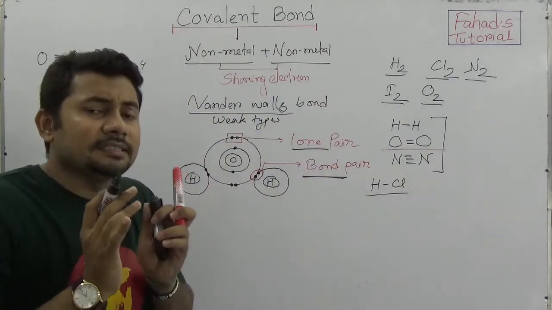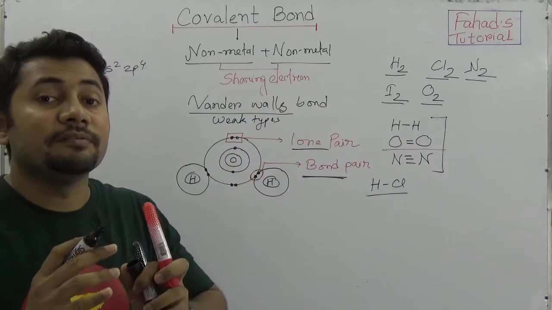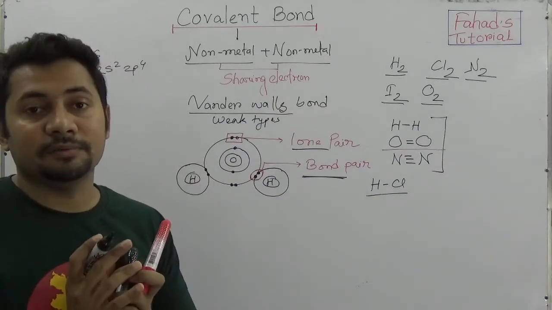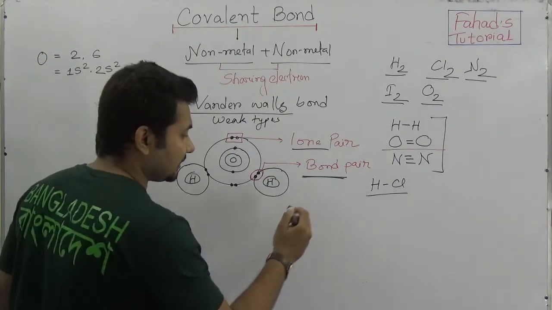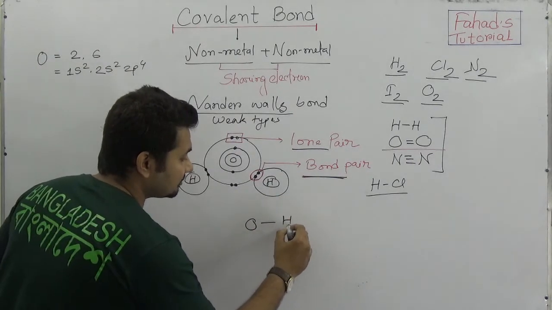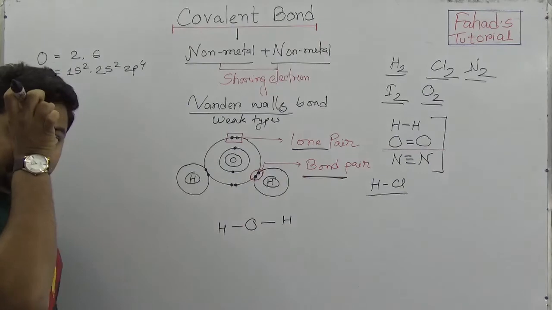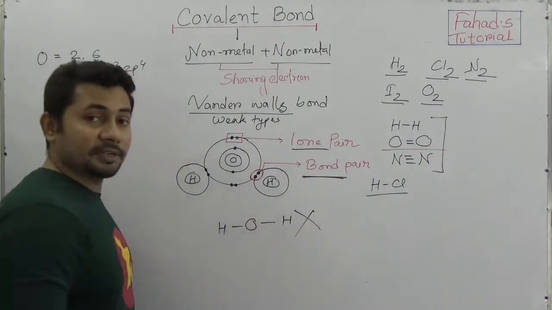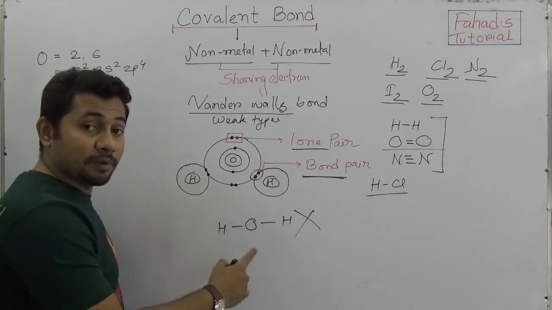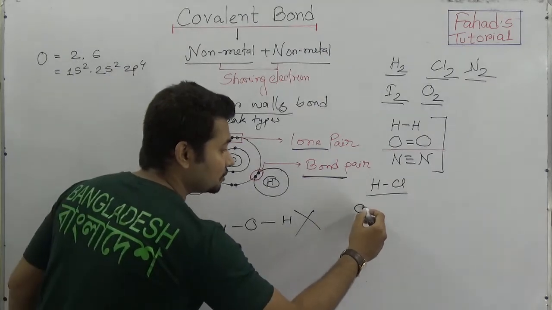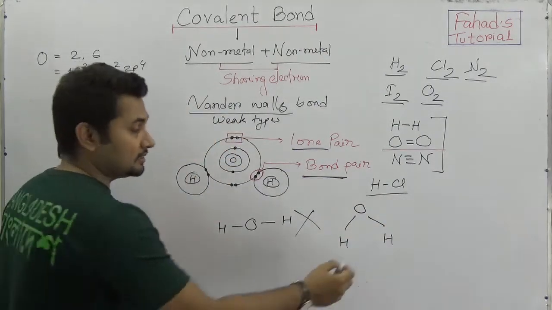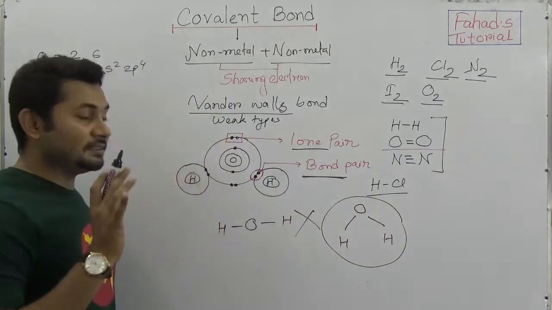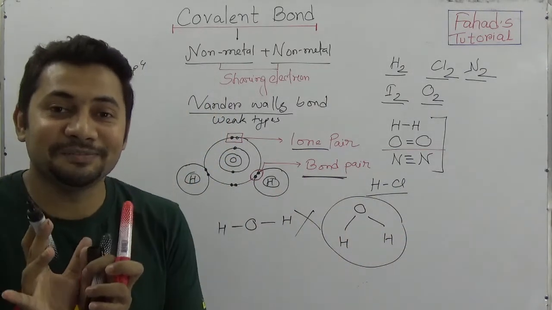And that is the main reason for the various structural formulas of covalent compounds, like water. In this case, water cannot be written like that, because it's not the right formula. It's not the right way to write down water. It should be like that, and it has a specific structure.